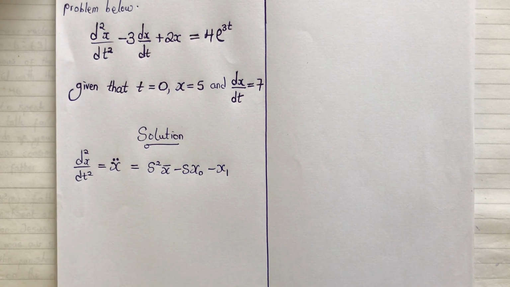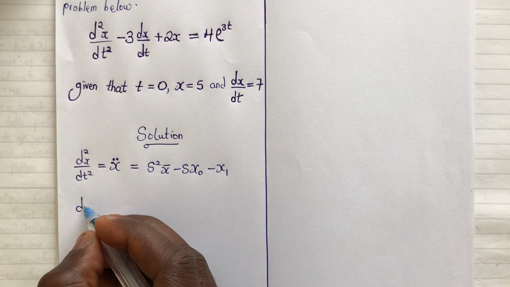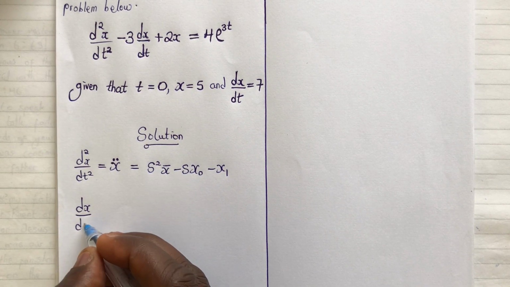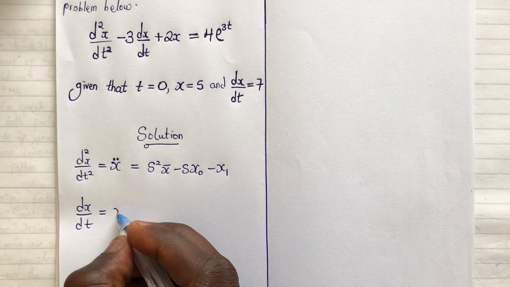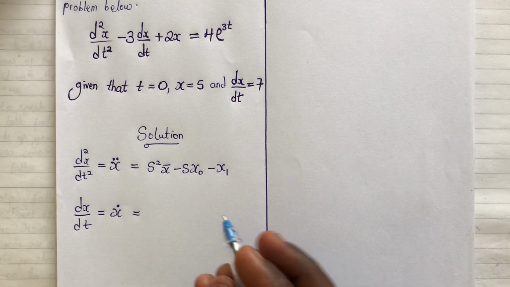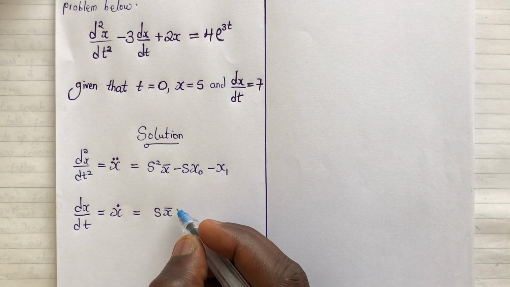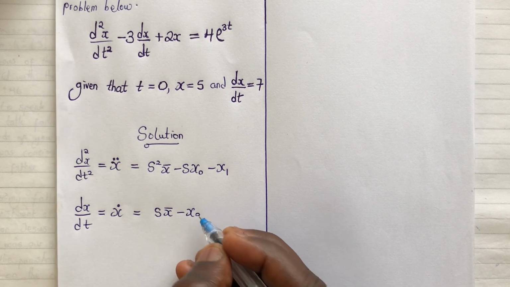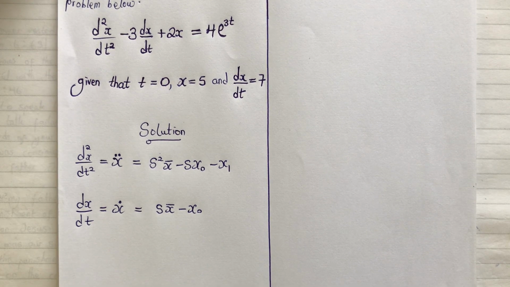Then let's do the same thing for the first derivative. We have dx over dt. When we convert this using the variable x, we have x naught. So when we convert this into Laplace transform, this gives us s times x bar minus x naught. If you don't watch that video, please, you'll find yourself in trouble.